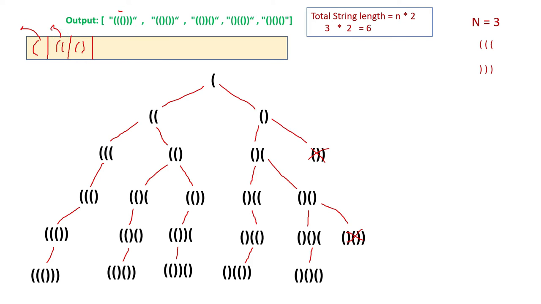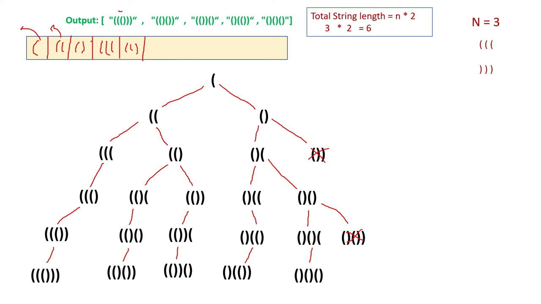Then you have to pop the first element. Then again, the same thing you have to do. You have to add one more open bracket and you can add one close bracket. Okay. And every time when you are putting back into the queue, you can check whether it is valid or not. If it is not valid, then no need to put it in the queue.